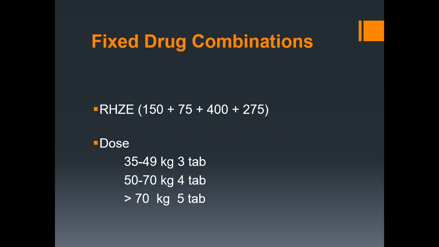To improve compliance with anti-TB medication, we have the fixed drug combination, where in one tablet we have the four drugs and the dose according to the body weight. Dose: less than 50 kilograms, 3 tablets; between 50 and 74 kilograms, 4 tablets; and above 75 kilograms, 5 tablets. Preferably, the anti-TB drugs are taken 1 hour before breakfast for better absorption of the drugs.